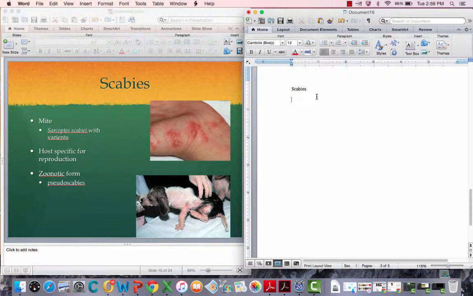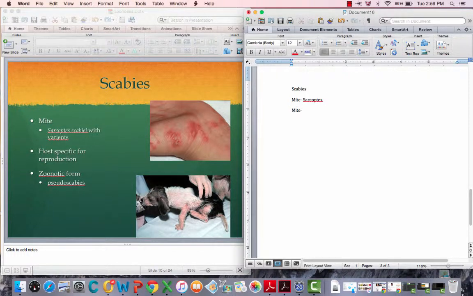Hi, the next zoonotic disease we're going to talk about is scabies. Scabies is caused by a mite, specifically one called Sarcoptes. And it's not a true zoonotic infection in the sense that there are multiple forms of the condition.